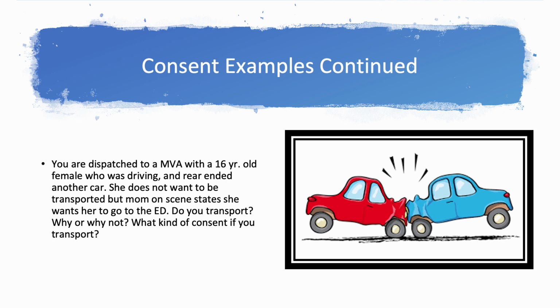You're dispatched to a motor vehicle accident with an 18-year-old female who was driving and rear-ended another car, a 16-year-old female. She does not want to be transported, but mom on scene states she has to go with her to the ED. Do you transport? Why or why not? What type of consent is this? So it's going to be express consent, and we are going to transport because she's 16 and mom's on scene.